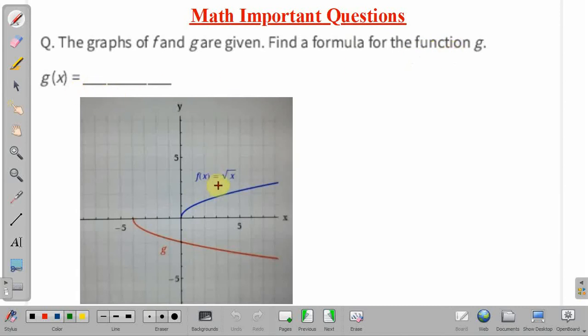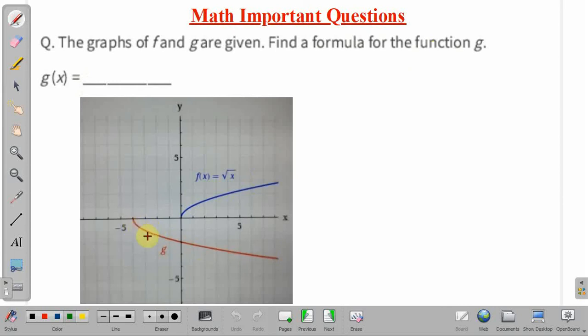See, f(x) is given as f(x) equal to under root x. So what we have to do? First, we need to analyze the end result, that is how our function g looks like.